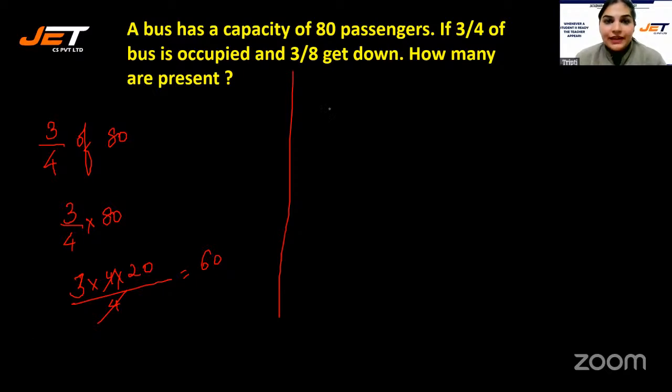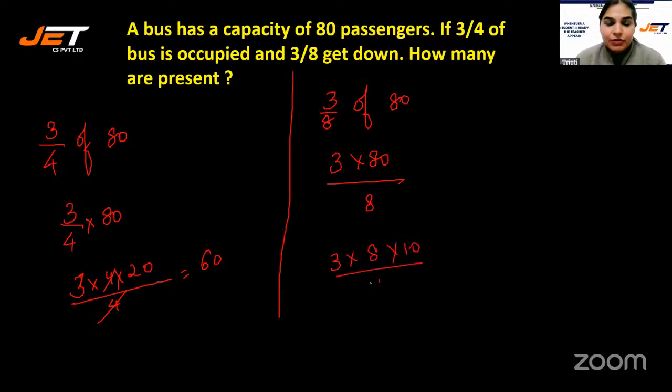Okay, now 3/8 get down. So 3 by 8 of 80. 3 times 80 by 8. 3 times 8 times 10. In the denominator, it's 8. 3 times 10 is 30. So 60 minus 30 is 30 are present. 30 are present in the bus. 60 minus 30 is equal to 30.